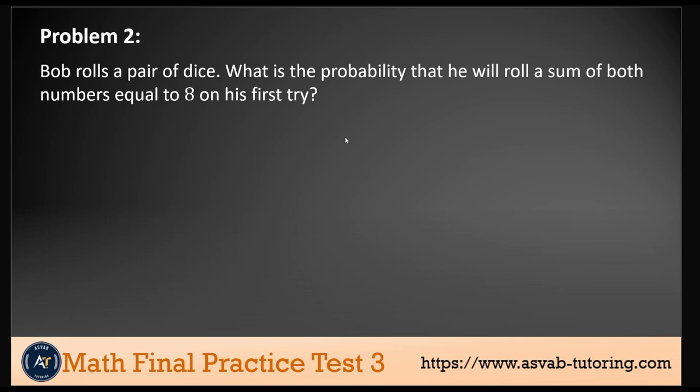Okay, we've got problem 2. Bob rolls a pair of dice. What is the probability that he will roll a sum of both numbers equal to 8 on his first try? Well, let's take a look. We can create a sample space to try and figure this out. So quickly creating a sample space, very quickly actually. 1, 2, 3, 4, 5, 6, because it's a six-sided die. 1, 2, 3, 4, 5, 6.